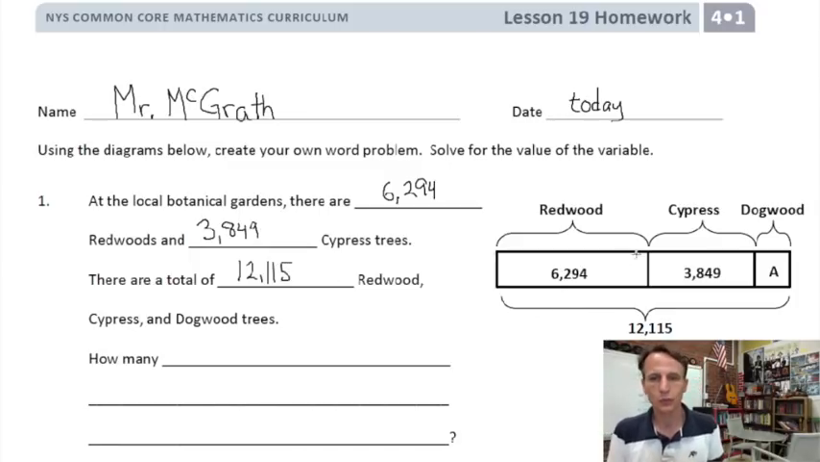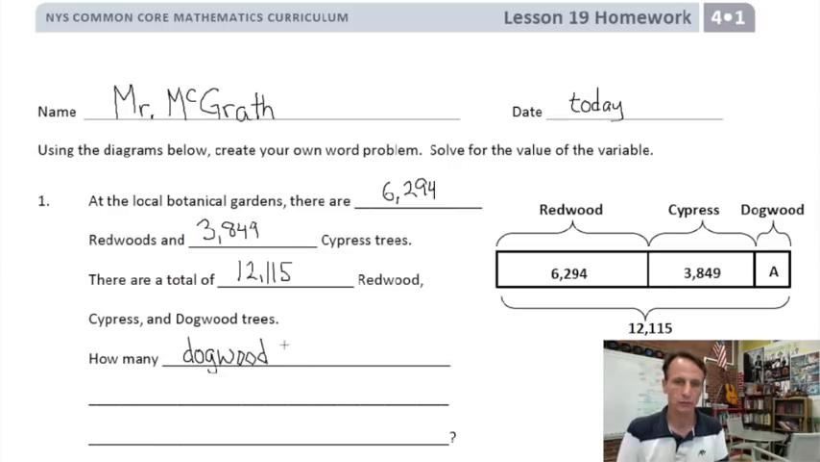Now, when we're told to solve for the value of the variable, that A identifies the number of dogwood trees. That's the only unknown. We know redwood, we know cypress, we know the grand total for all three. We don't know dogwood, so let's find out. So that's going to be our question: how many dogwood trees are there? They gave me way more space than I needed to write, so I'm going to put my own question mark here, and there's one at the bottom.